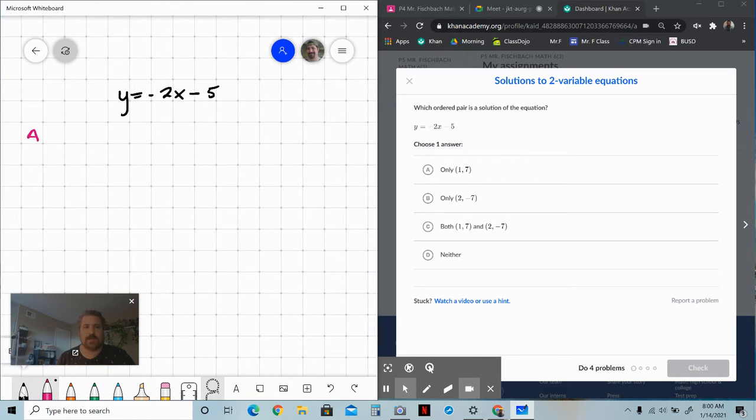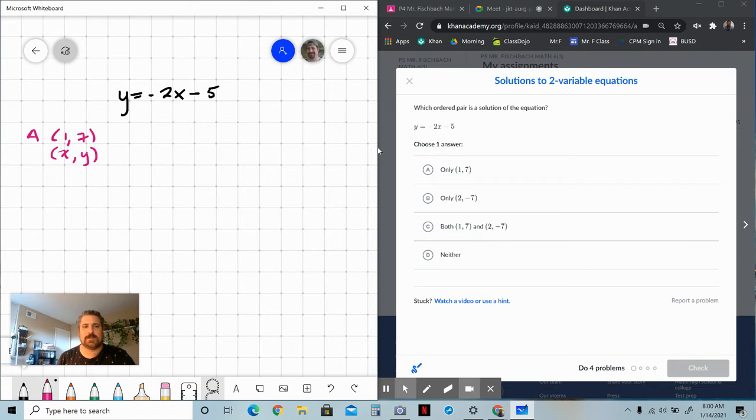Choice A says that the only pair that works is 1, 7. If you're looking to investigate 1, 7, remember this is the x and this is the y. Ordered pairs are always x, y. So you're going to substitute in a 1 for x and a 7 for y. When you do that, you get 7 is equal to negative 2 times the quantity of 1 minus 5. Now negative 2 times 1 is negative 2, and then negative 2 minus 5 is the same as negative 2 plus negative 5, which is negative 7.